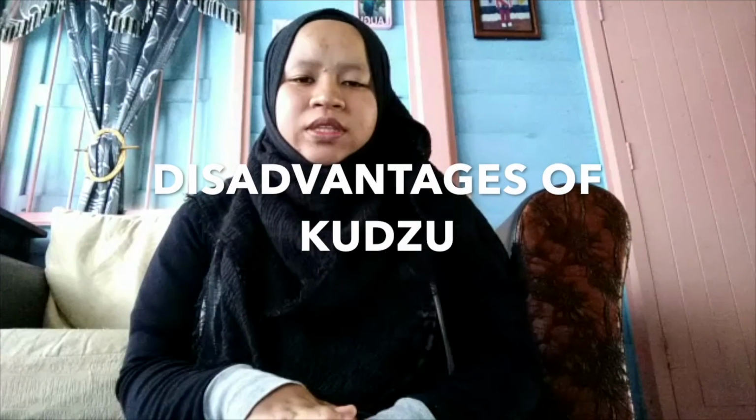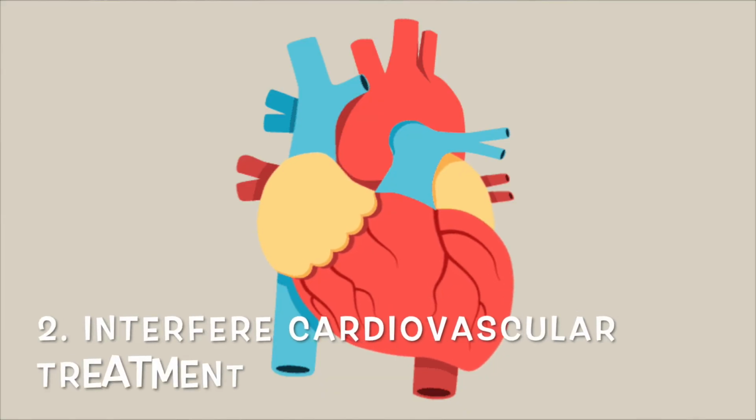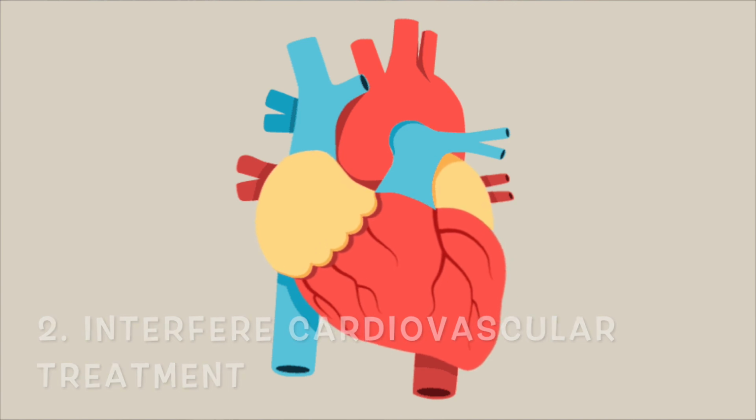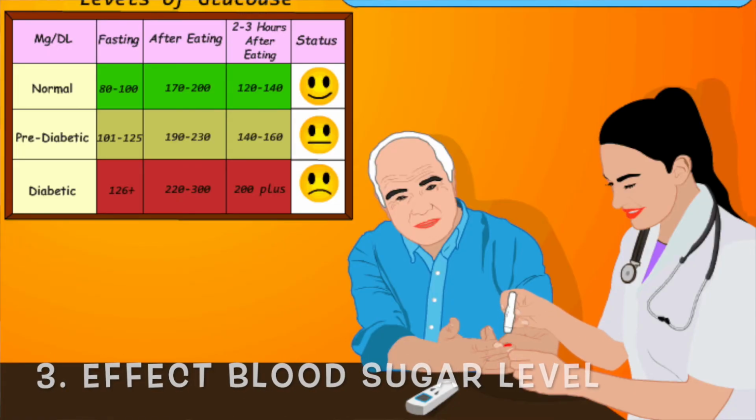There are many disadvantages caused by kudzu, which is one of the invasive species. The first disadvantage is that kudzu might slow blood clotting. It might make bleeding and blood clotting disorders worse, and it might also interfere with medication used as treatment. Second, there is concern that kudzu might interfere with cardiovascular treatment, because kudzu extracts seem to lower blood pressure and affect heart rhythm in animals. Kudzu might also affect blood sugar levels in people with diabetes, showing signs of low blood sugar, or hypoglycemia.